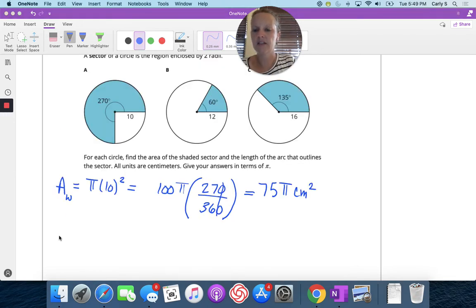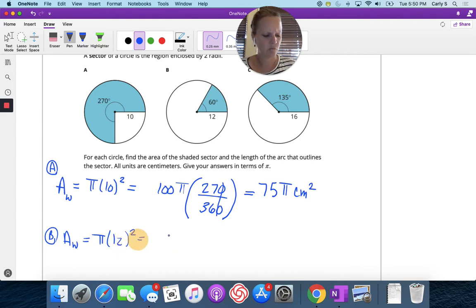All right, let's just do area of sectors first. We'll do arc lengths in a minute. So that was for A. How about B? The area of the whole is pi r squared, which is 144.